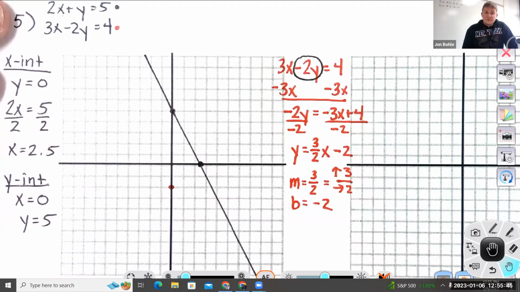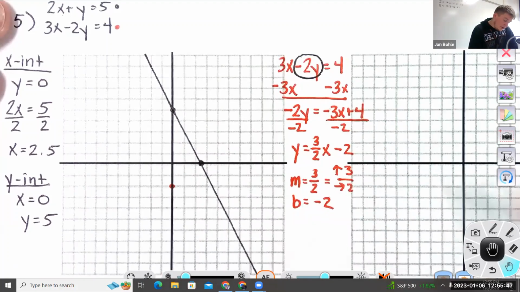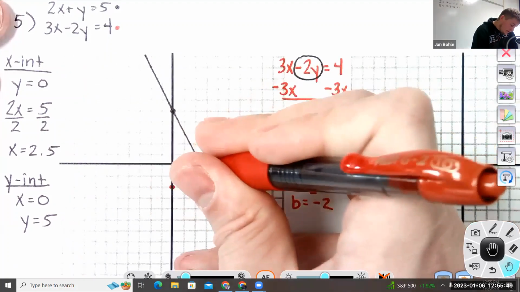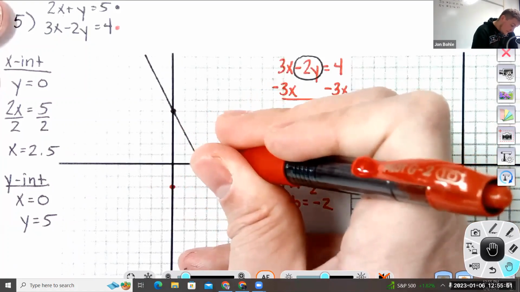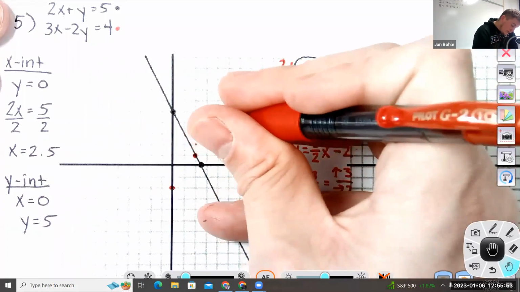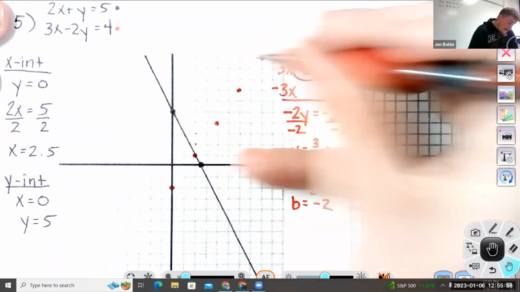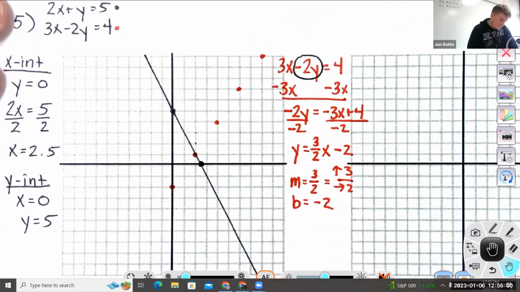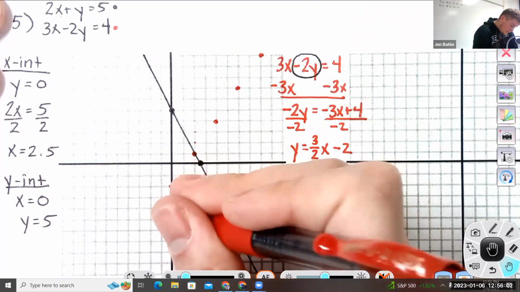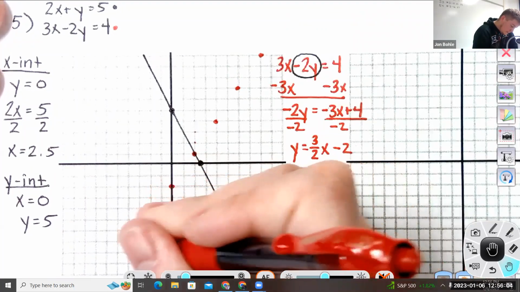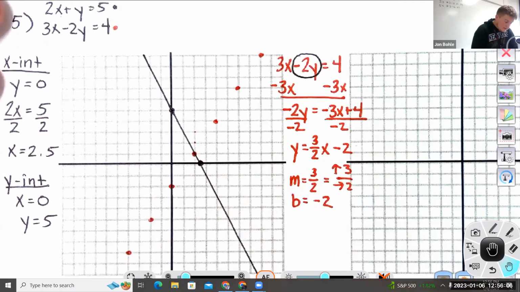Okay, so from this point, I have my y-intercept. I'm going to go up 3, right 2: 1, 2, 3, 1, 2. Again, 1, 2, 3, 1, 2. And you can do this forever. We actually already found the intersecting point, right? And then I can connect these.